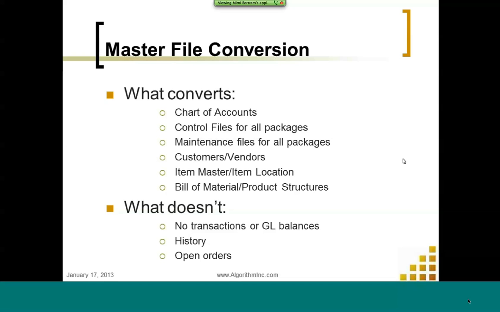Now, it's important to understand what doesn't convert and the implications of that for your project. You get no transactions for GL balances. You get no history, and you get no open orders. Now, for your history, that's fine. That can stay in Progression if you'd like, and you can close down Progression and reference your history as needed. We can write reports or views back to the Progression history that you feel you may need to reference.